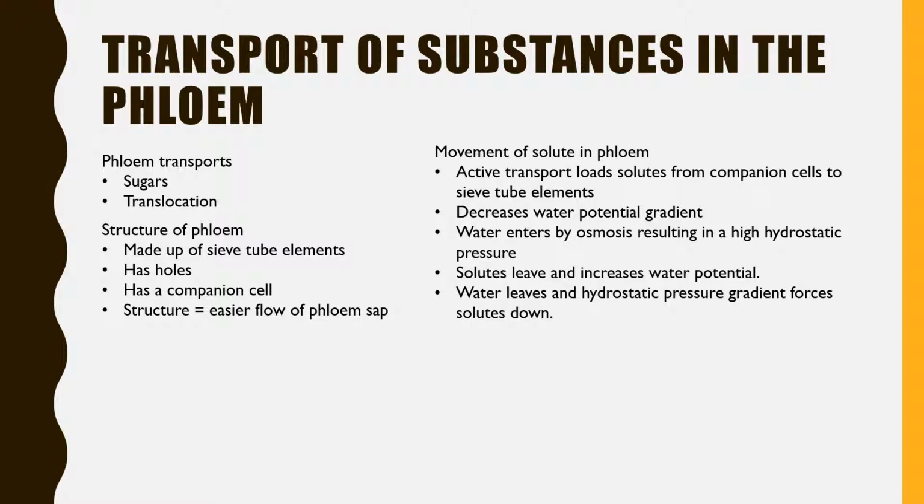So you have your sieve tube elements, which are like this. I can't even see this color so well. Okay. So you have your sieve tube elements. You have your xylem, which is, keep in mind, xylem and phloem are two different things. And then you're going to have your companion cell.